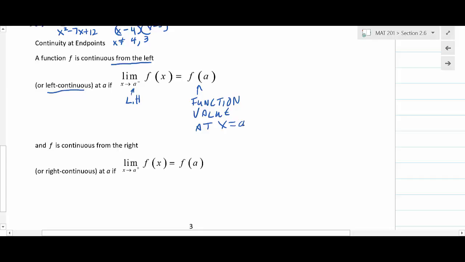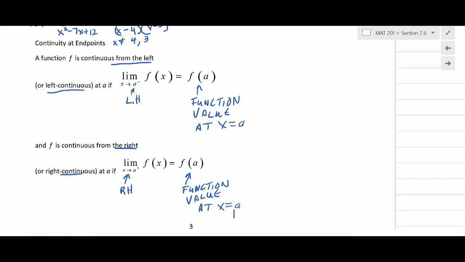That's a left-hand limit. And then we're continuous from the right, or right continuous. Again, you have a right-hand limit because of the plus sign. Again, it's basically saying the same thing. The value of that limit is going to be equal to the function value at x equals a. So that's how you're going to know that one is right continuous.